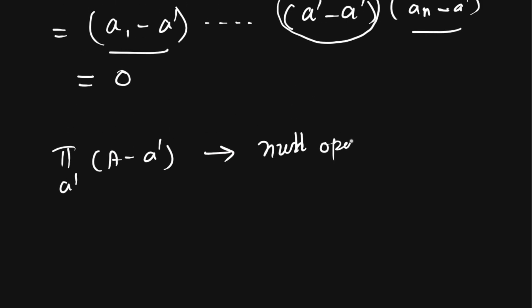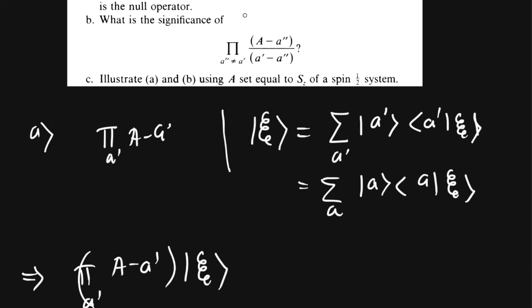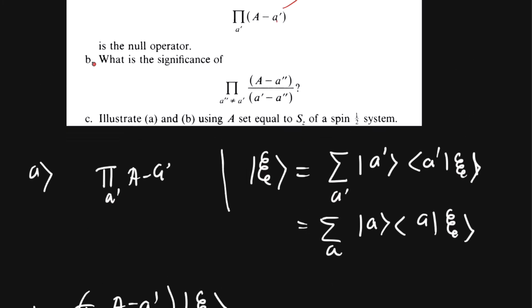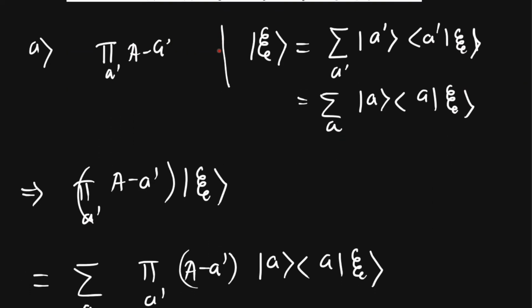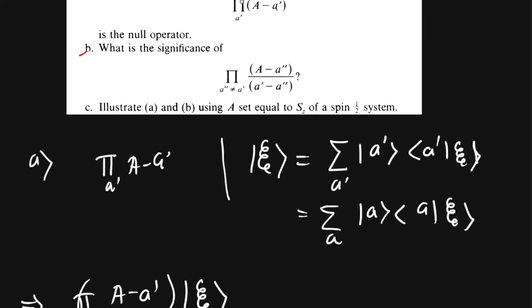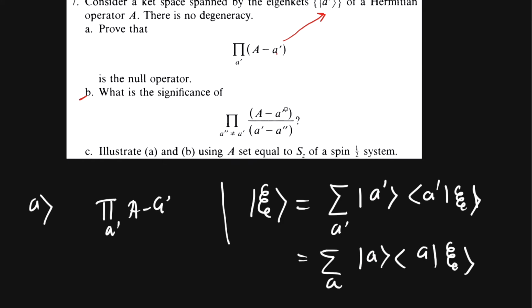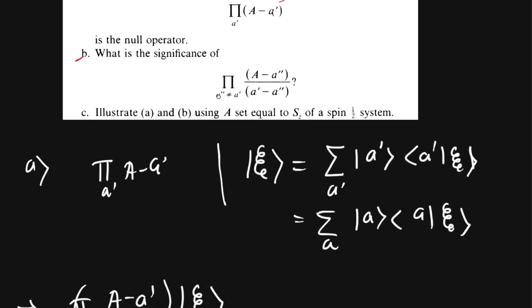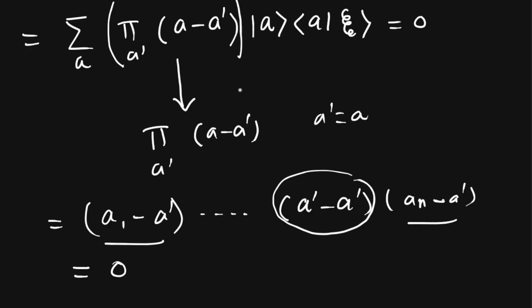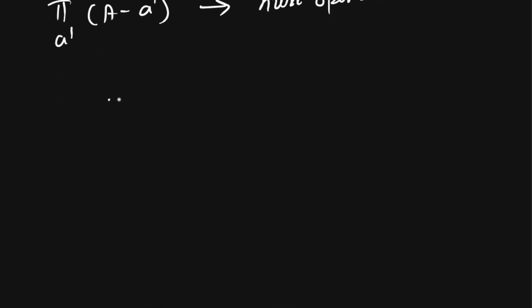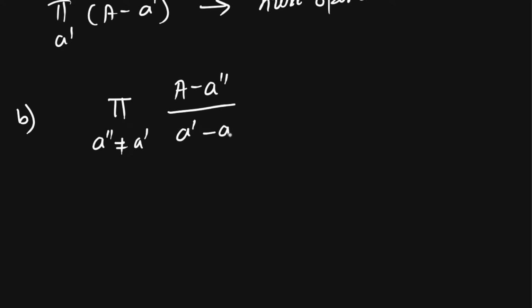Null operator. Now let us check the second part of the question, that is part b. What is the significance of the product of (A - a'') divided by (a' - a''), where the product is over a'' except a'? Here the operator is the product over a'' not equal to a' of (A - a'') divided by (a' - a'').